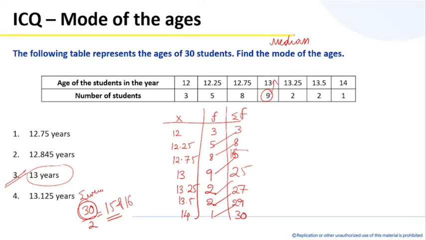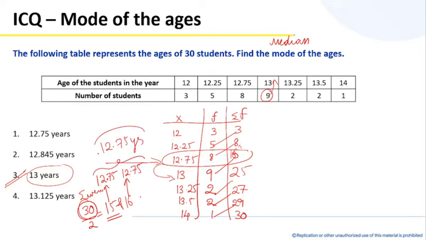Now 15 and 16 are definitely going to be part of 12.75 or part of 13. They are definitely in 12.75, because anything between 8 and 16 is only 12.75. So in fact the 15th observation is 12.75, and the 16th is also 12.75. So definitely the median is going to be how much? 12.75. Yes, the median cannot be 13.